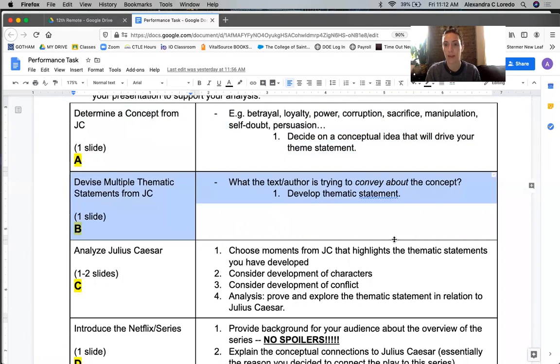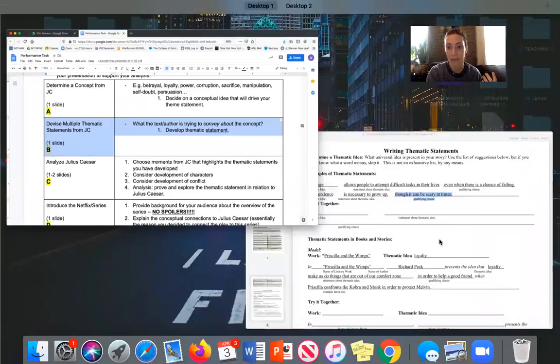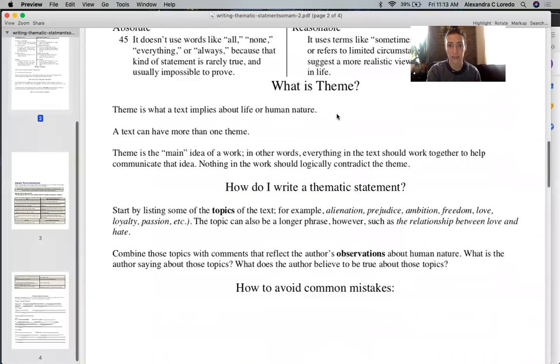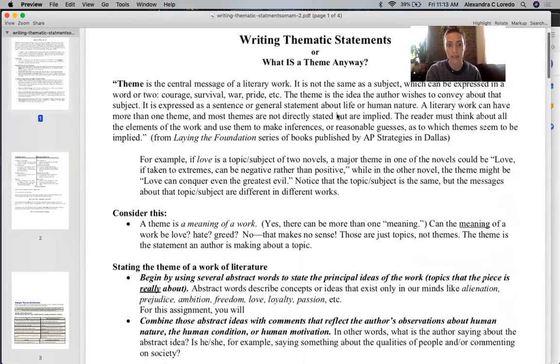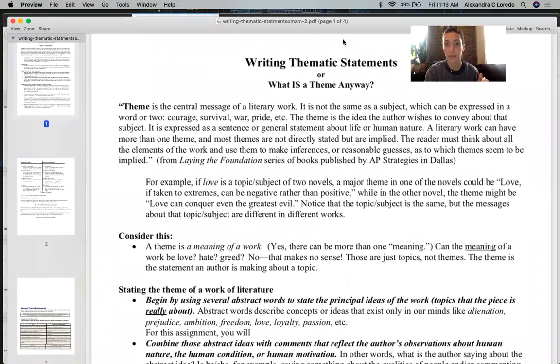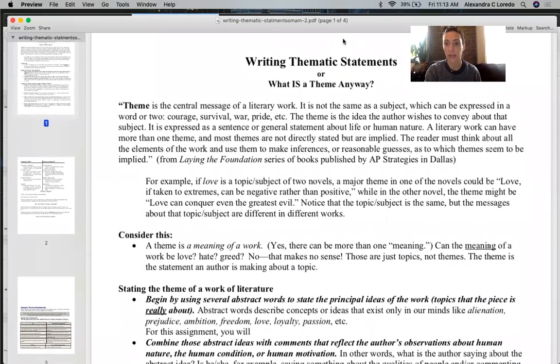So the theme statement is what the author or the text is trying to convey about that topic. And there's a document that we worked through together. Looks like this. I'm going to include this in the link on the stream, but just a couple of things I want to point out while I have it open.